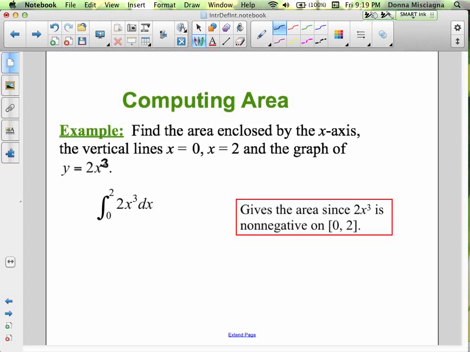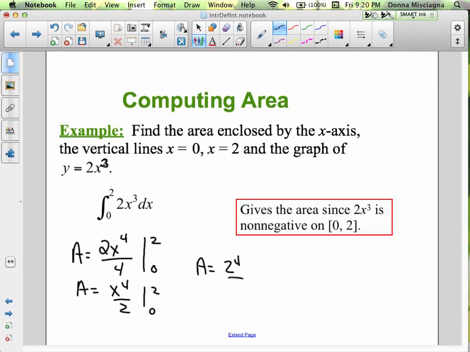We'll just integrate. This one is the power rule. We have 2x cubed, we'll increase that by 1 to the 4th power and divide by the same thing, evaluating from 0 to 2. We'll reduce that. So that would be x to the 4th divided by 2, evaluated from 0 to 2. That would be 2 to the 4th divided by 2, minus 0 to the 4th divided by 2, which is 0. So our answer is going to be 16 divided by 2, or 8.